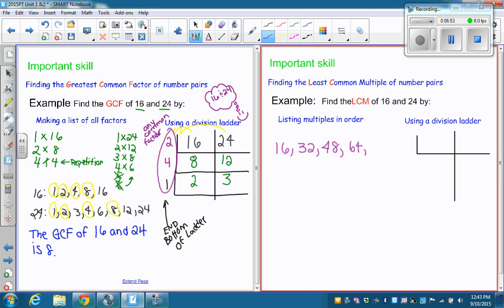And continuing on in that pattern, we would have multiples that go on forever. Maybe we'll put one more, because we were practicing listing at least the first 5 multiples. So those are the first 5 multiples of 16. And then we'll list some multiples of 24. 24 plus 24 is 48.